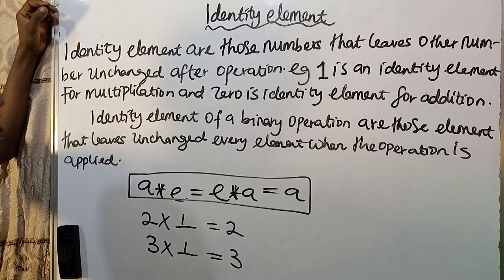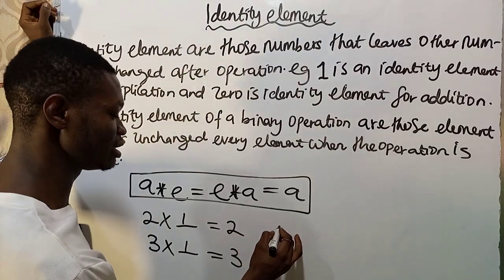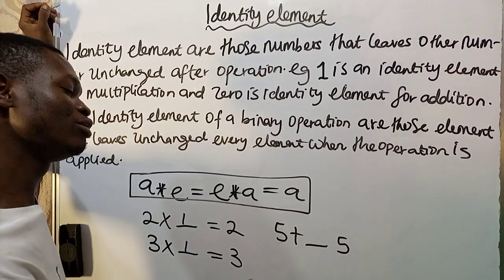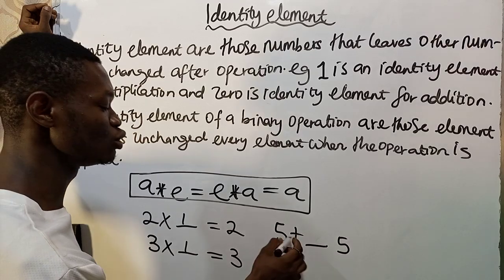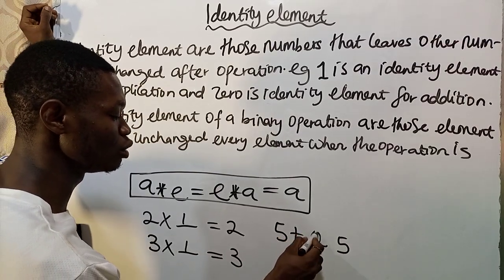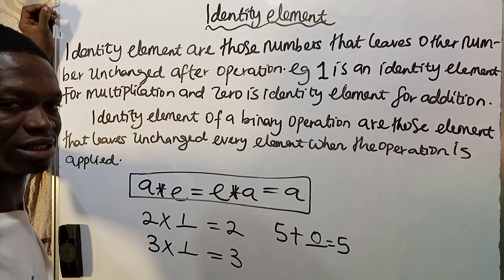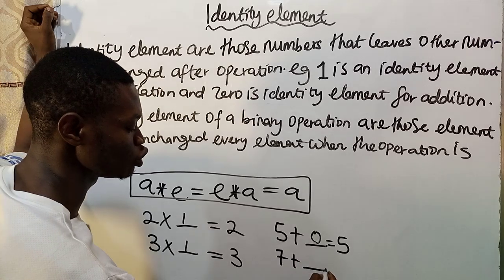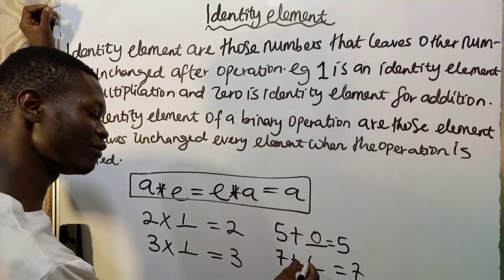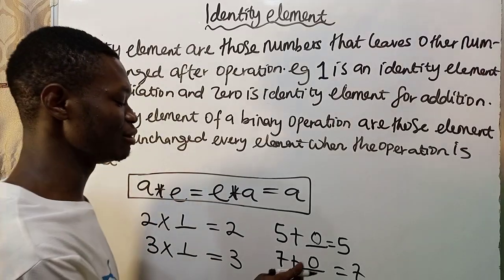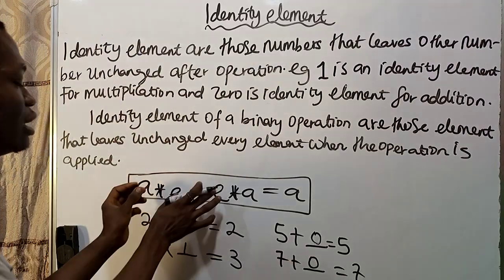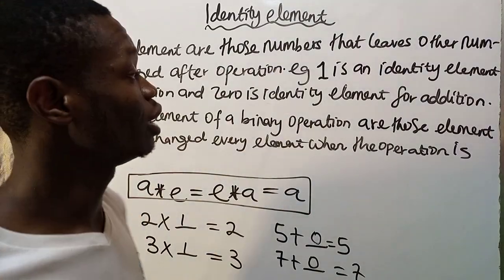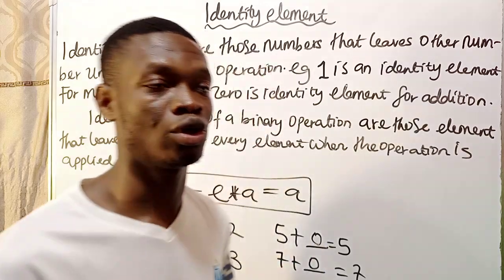Understand? So let's go to addition. For example, 5 plus a certain number will still give you 5. And you know that 0 is an additive identity. So 5 plus 0 will give you 5. Now if you have 7 plus what will still give you 7, it is 7 plus 0 will give you 7. That means that 0 is an identity. So that is what this formula is trying to tell us. In our next video, we are going to solve examples on it.